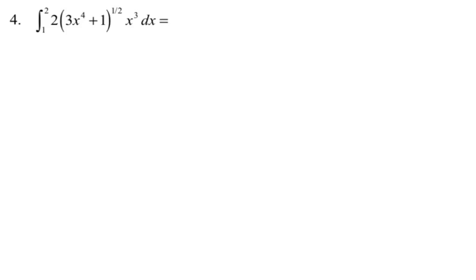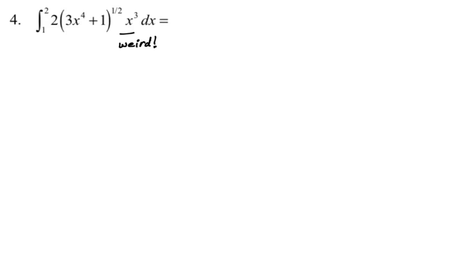All right, so we're doing the integral from 1 to 2 of 2 times the quantity 3x to the fourth plus 1 to the 1/2 times x cubed dx. Every once in a while on multiple choice questions, they'll put the x cubed in a weird place. I think it should be 2x cubed and then the quantity. That's more normal. But I guess they're testing to see if you're really noticing things. I just think that's strange.